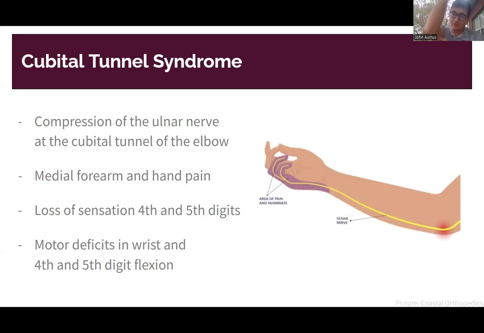You ever bang your elbow real hard and then you get a little zinger going down your arm? That is a quick compression of the ulnar nerve. Now, constant compression causes cubital tunnel syndrome. We're talking about it causes medial forearm and hand pain.